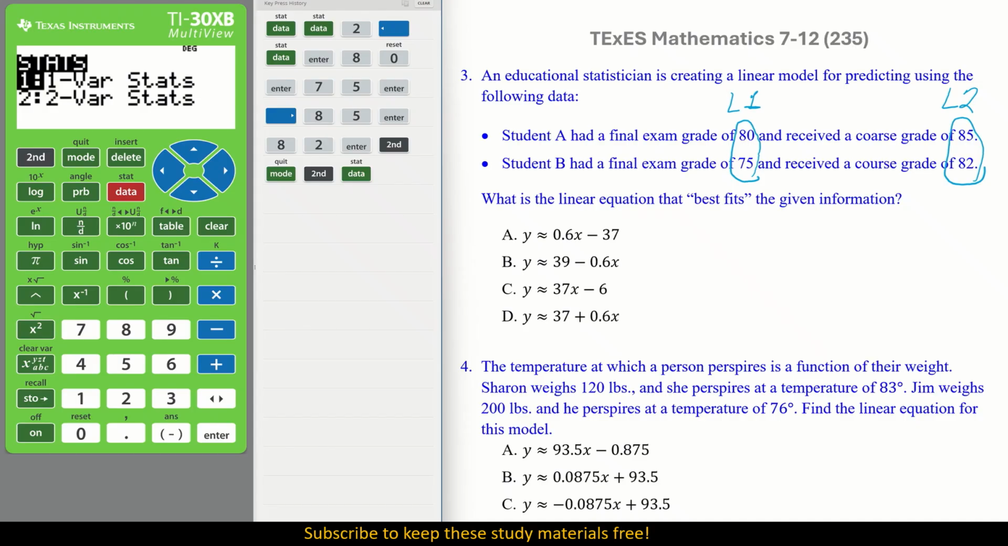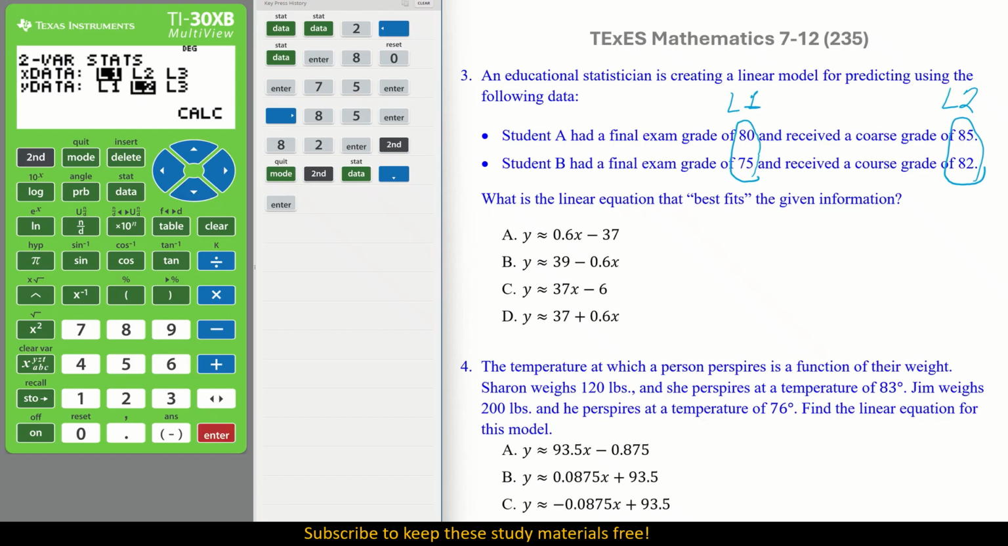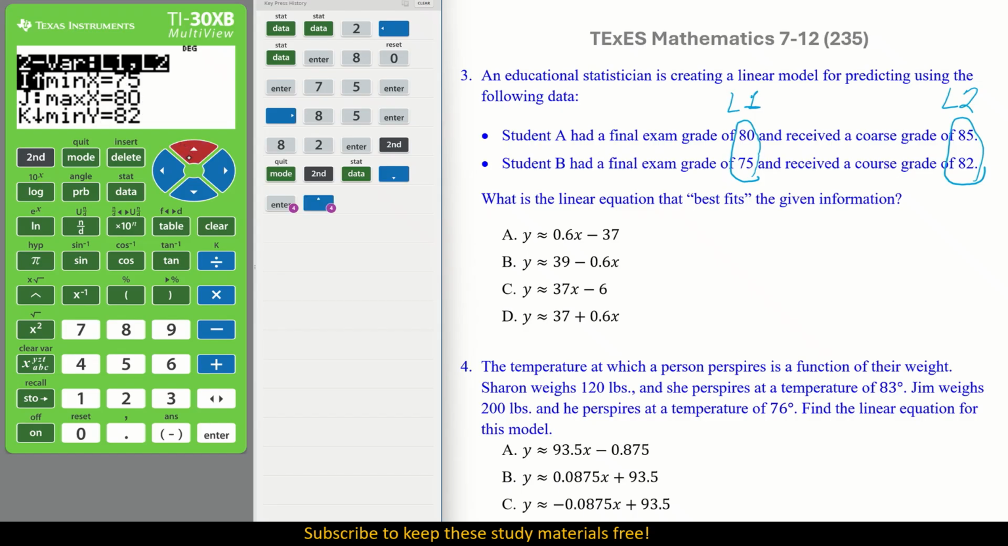Now second mode, then second data. And this is two vars, two variable. Okay, this is not a frequency table. This is 2 points of information. Okay, so enter, and we have populated the correct ones, L1 and L2. So keep going till you enter. And then arrow up is probably the quickest. You can arrow down too.